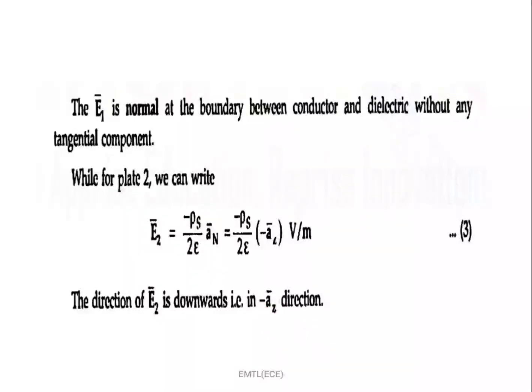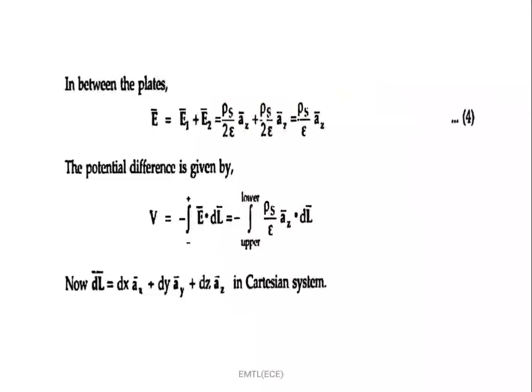So that's why the direction of electric field intensity for plate 2 is written as minus az bar, and the expression for the electric field intensity for plate 2 is E2 is equal to minus into minus plus, that is, rho s by 2 epsilon az volt per meter. Now we have to find the total electric field intensity between the plates, that is, E is equal to E1 bar plus E2 bar.